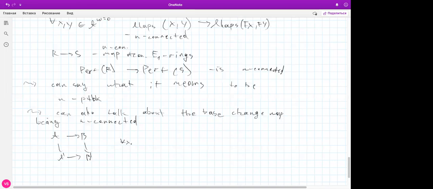And you can talk about the base change map.